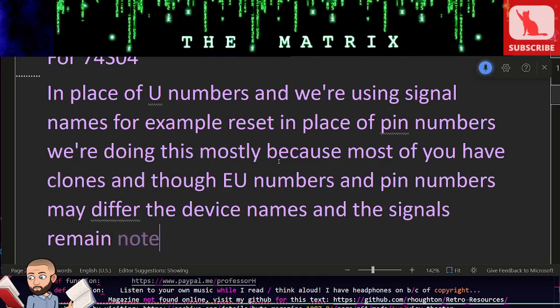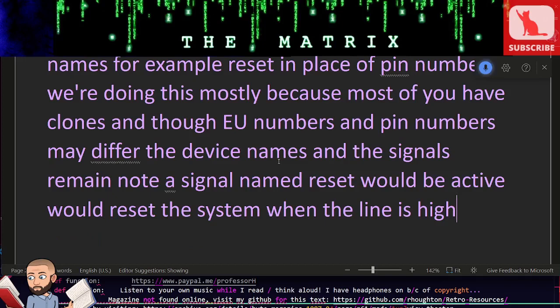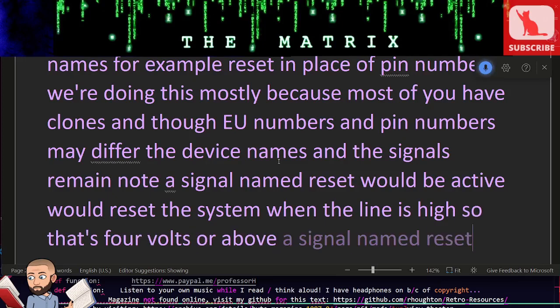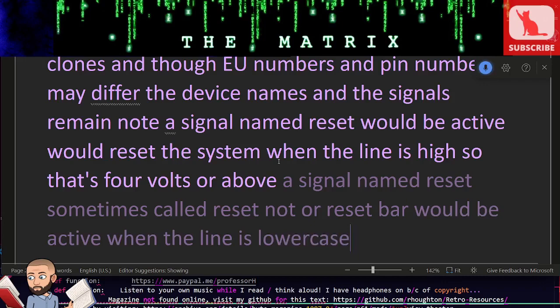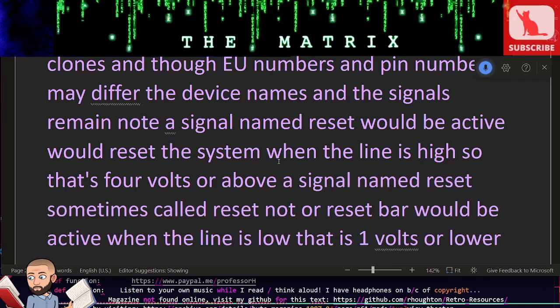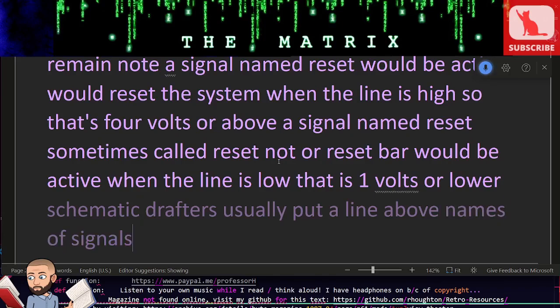Note, a signal named reset would be active, would reset the system, when the line is high, so that's 4 volts or above. A signal named reset-not, sometimes called reset bar, would be active when the line is low, that is 1 volt or lower. Schematic drafters usually put a line above names of signals that are active low.